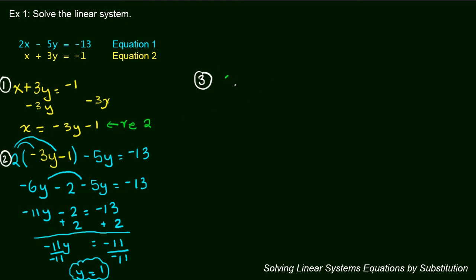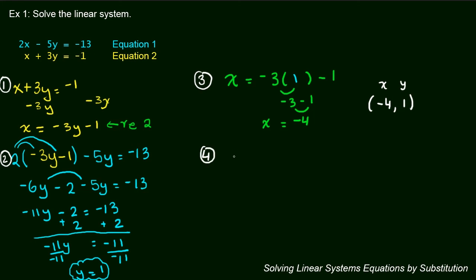So here we go. x is equal to negative 3 times 1 minus 1. Negative 3 times 1 is negative 3 minus 1. Same sign, add and keep. I get x is equal to negative 4. Therefore, my solution to this equation is x equals negative 4, y equals 1. I need to check my solution to make sure it works for both equations. So here's our check. This is step 4.